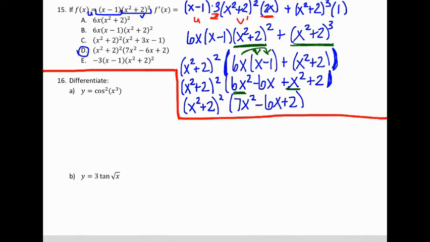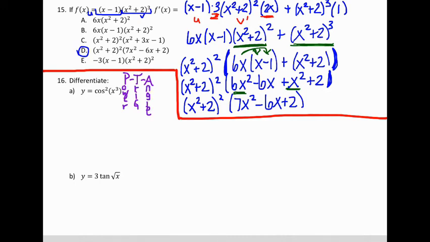All right, let's look at number 16. It's just asking us to differentiate, which means take a derivative. But part A is one of the ones that tend to get people when they're trying to decide what rule it is. And this is what I was referring to when I said the chain rule is often going to follow the PTA pattern. P standing for power, T for trig, and A for angle.